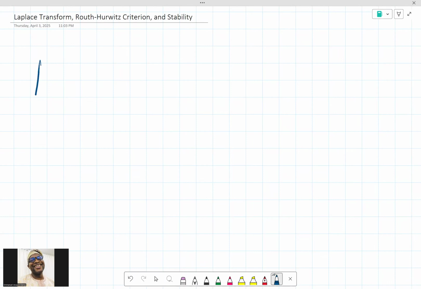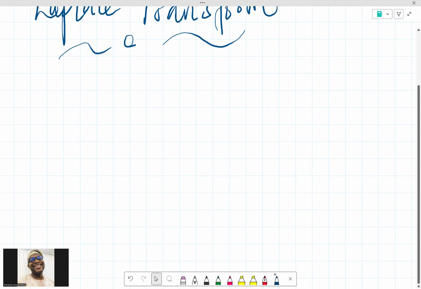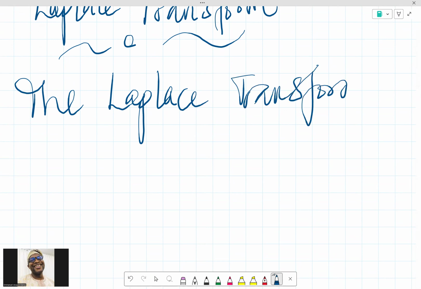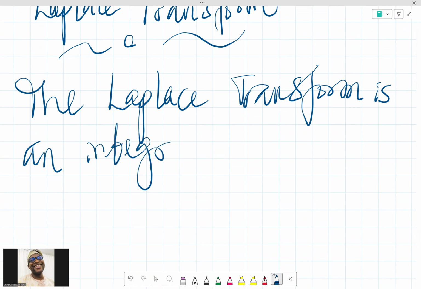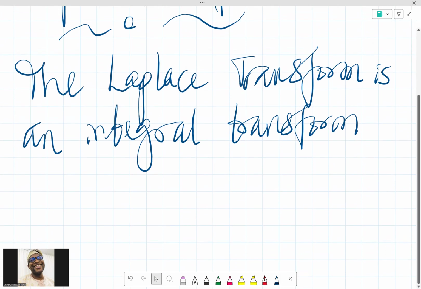Of course, the first part is the Laplace transform, which we've been talking about a whole lot, but it doesn't harm to always refresh our minds about what that stands for. So the Laplace transform is an integral transform. Another example of an integral transform is the Fourier transform. Interestingly, the last video on this playlist is going to be comparing Laplace and Fourier transforms.